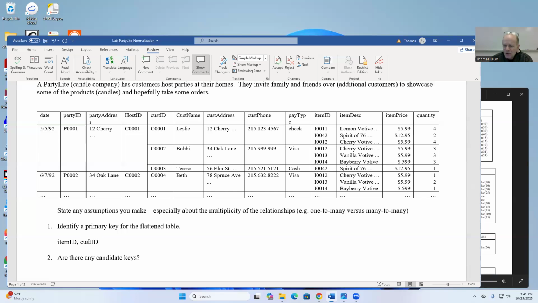And then we ask, is that enough? We have to think beyond just the data that we're shown and imagine: we have a candle, something that you use up, that you burn down. So if this person bought some candles and liked them, then they might order more candles at a later date. So just having that customer having bought that item is not sufficient to identify the record. So in this case, we would add the party ID.